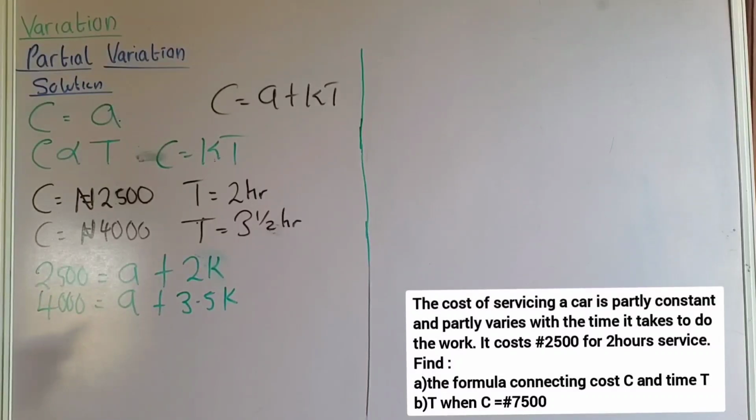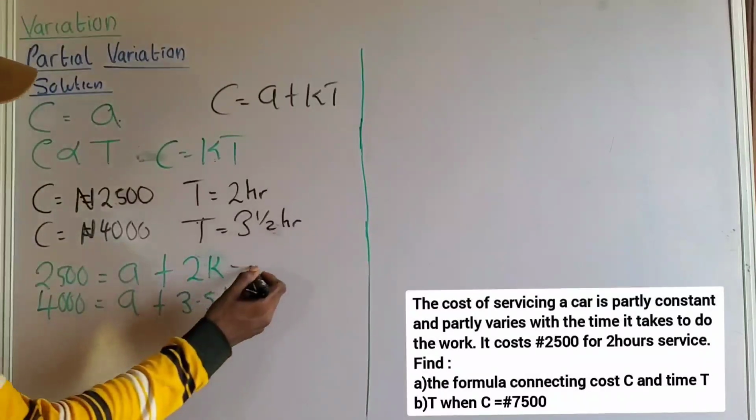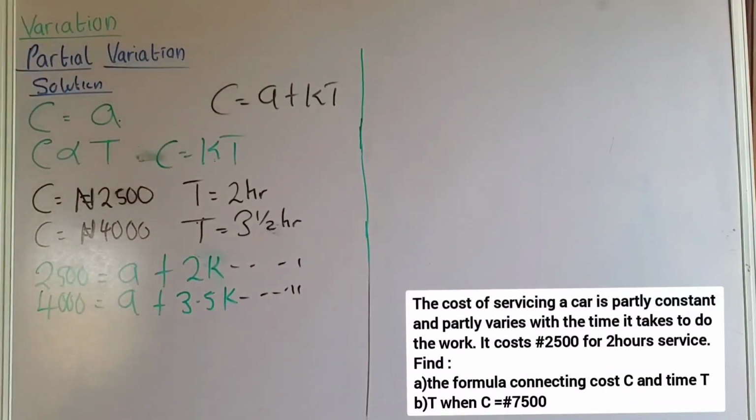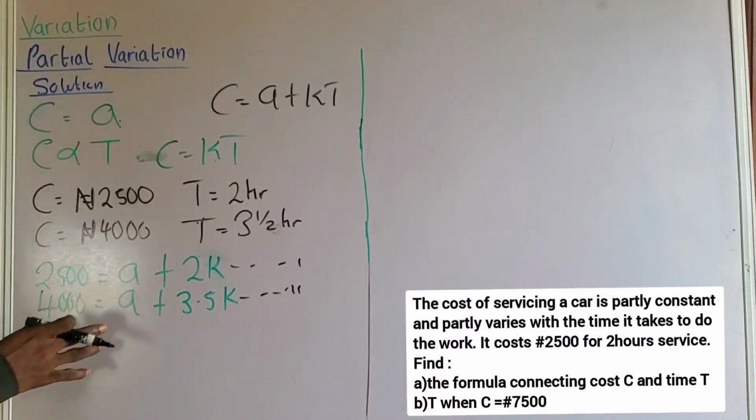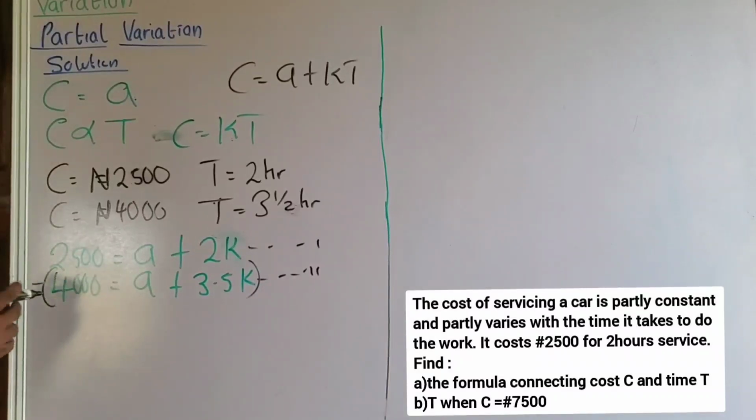Now, what I want to do is find the value of A and K, because I cannot solve any question without knowing the value of the constant and the proportionality constant. To get the value of A and K, we've been given some values of C and T. By using those values, I get these equations. These equations can be solved simultaneously to get the value of A and K. So we can use the elimination method by subtracting equation 2 from equation 1.